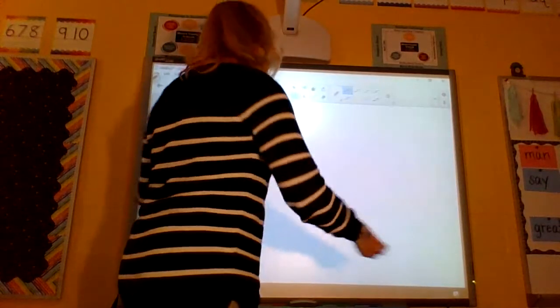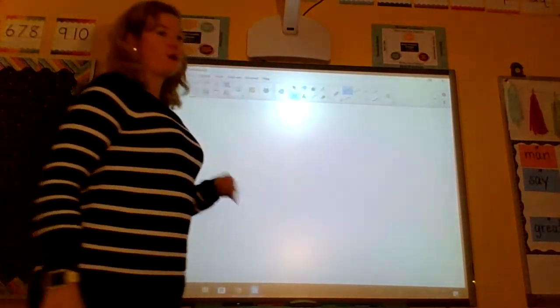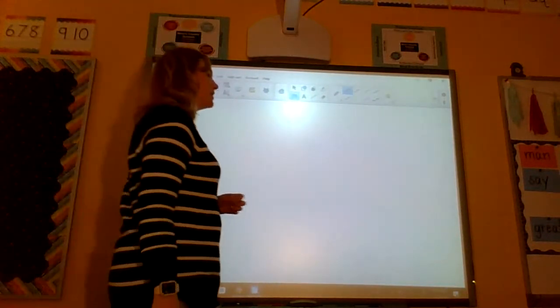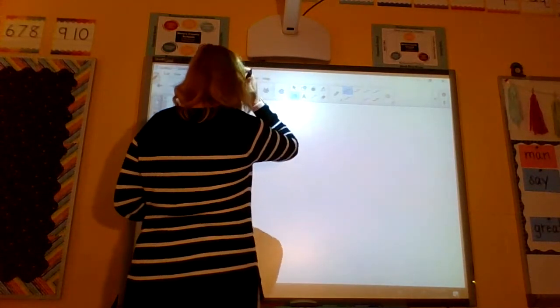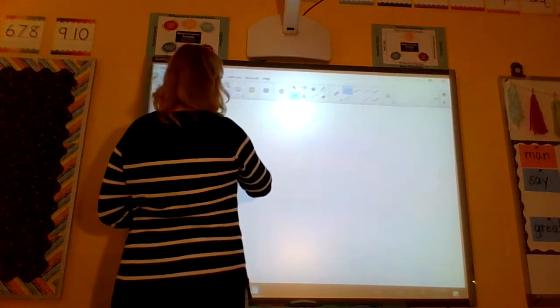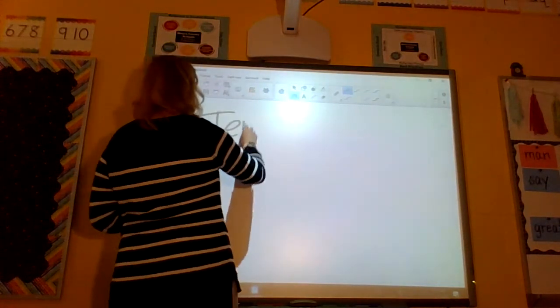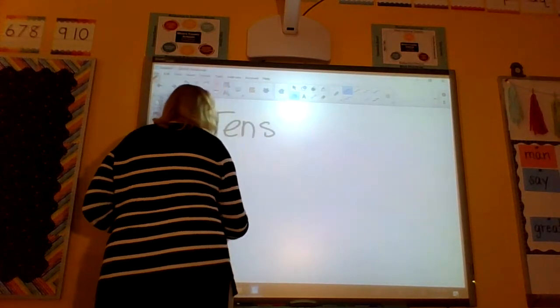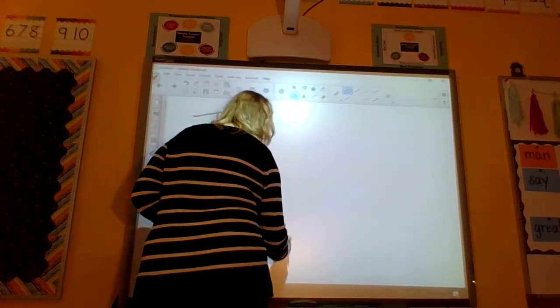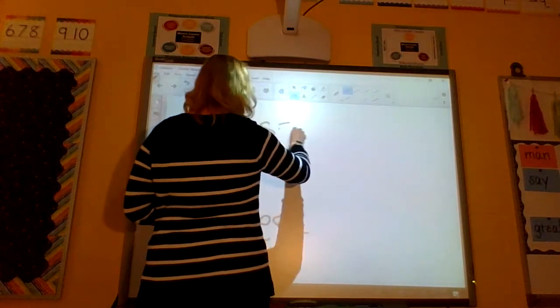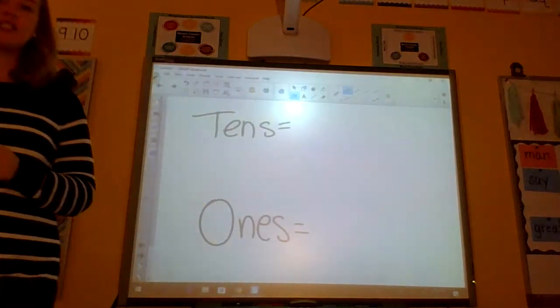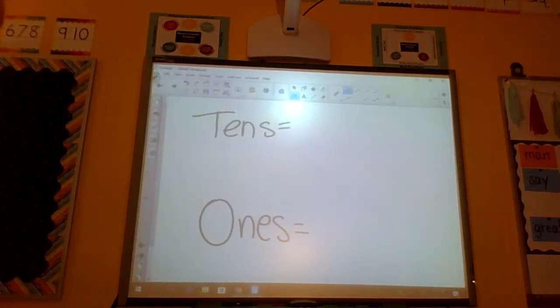Alrighty, so this is today's math lesson. Before we get started, let's go over tens, and then let's go over ones. Who can tell me what a tens looks like?